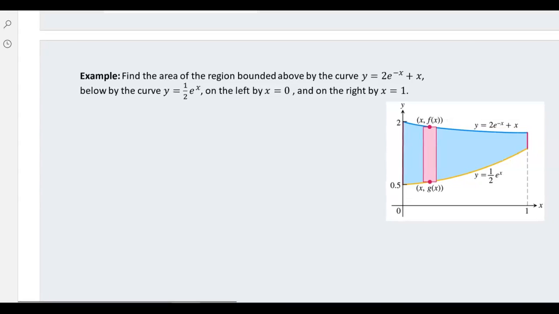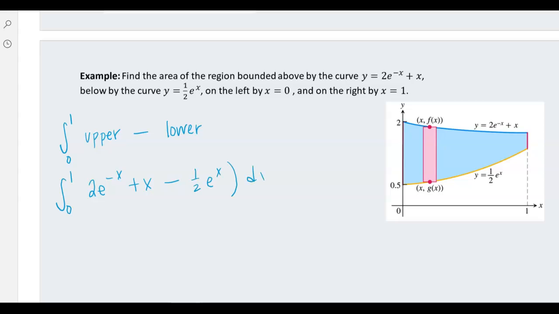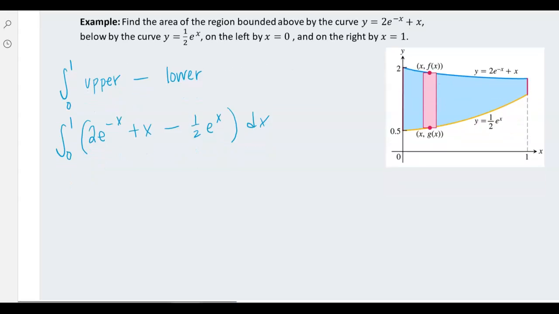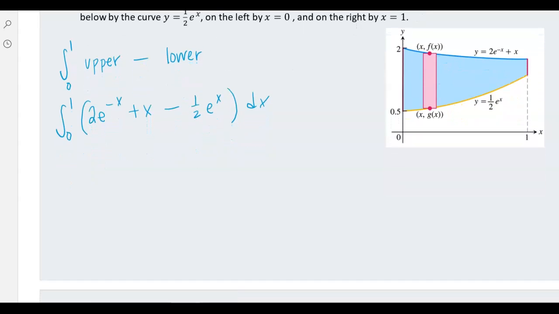So what we're going to do is take the integral from 0 to 1 of the upper curve minus the lower curve. So, 2e to the negative x plus x, subtracting off 1/2 e to the x, and then dx. Okay. Let's look at this right here.